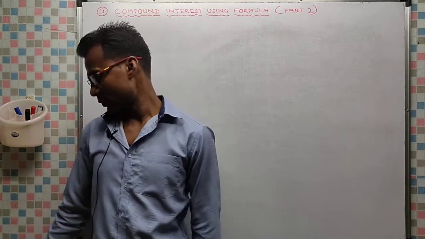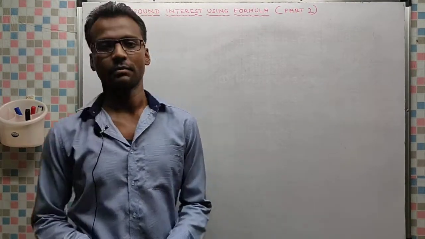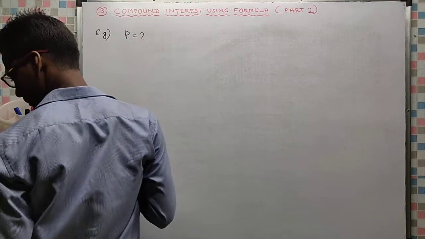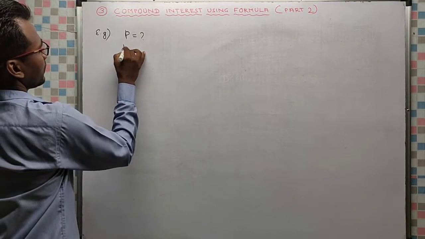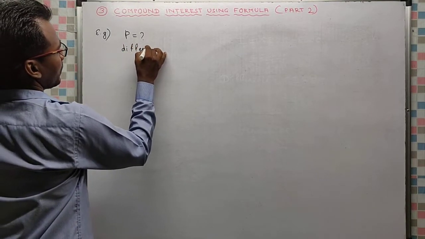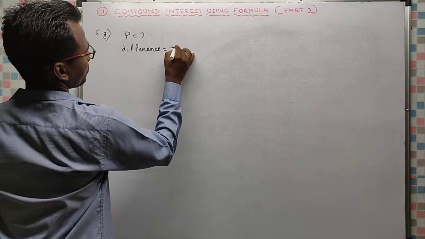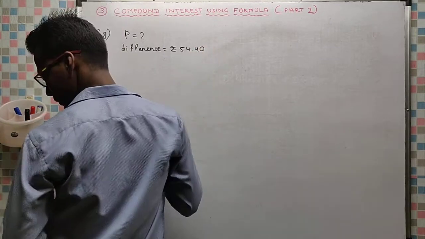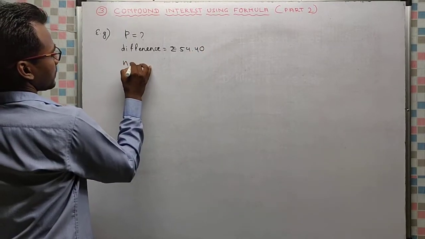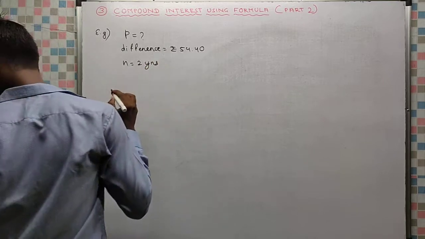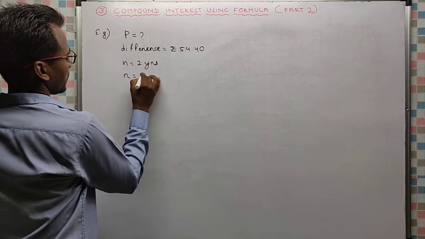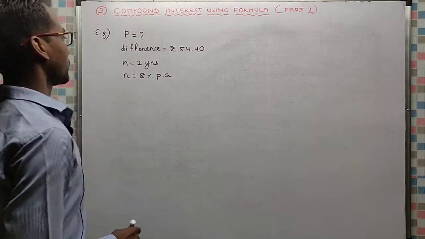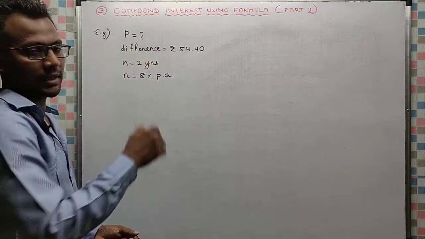The difference between simple interest and compound interest on a certain sum P is not given. The difference is given: rupees 54.40. Time is 2 years. Rate is 8% per annum. We are asked to find the principal. The difference between CI and SI is given.